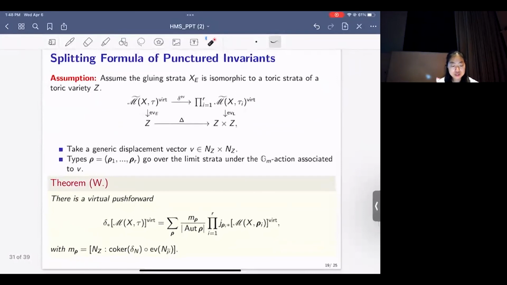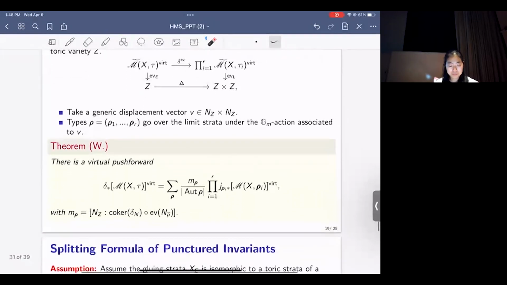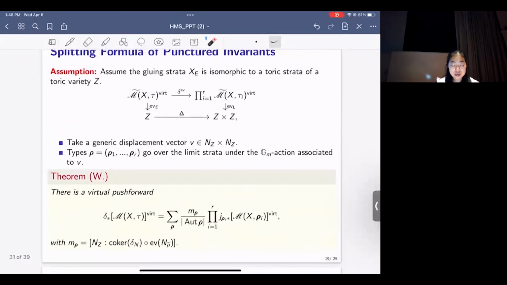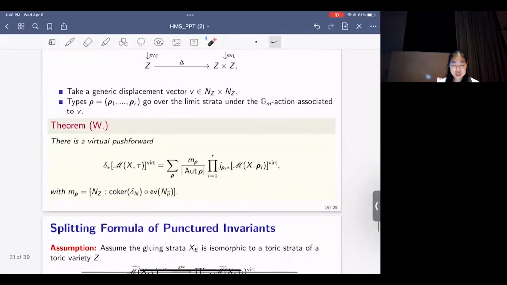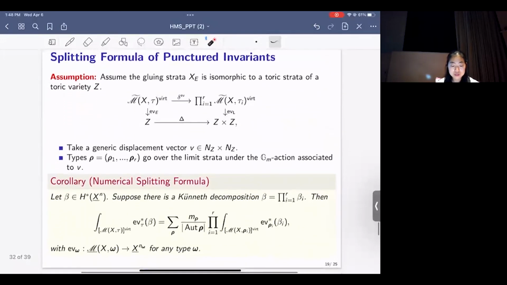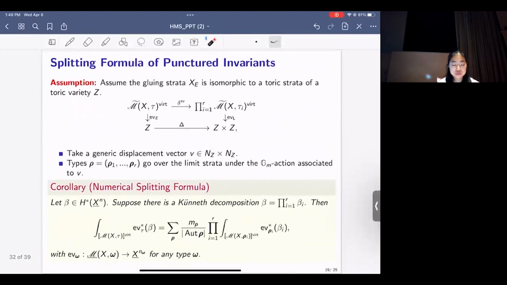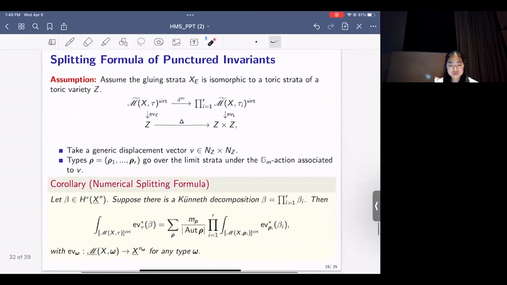Here is the theorem: there exists a virtual push forward under this, where we obtain this strata in a similar spirit to the Fulton-Sturmfels formula. The multiplicity is again obtained by a lattice index. And numerically, we can pair it with a cohomology class, and we get a numerical splitting formula of the cycle version.